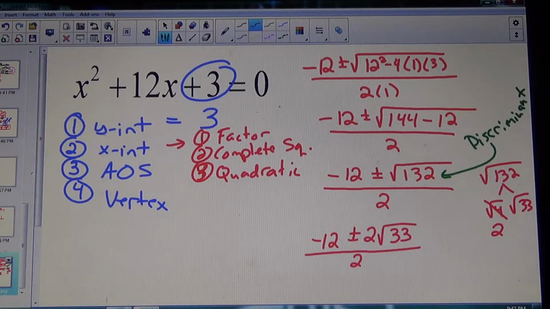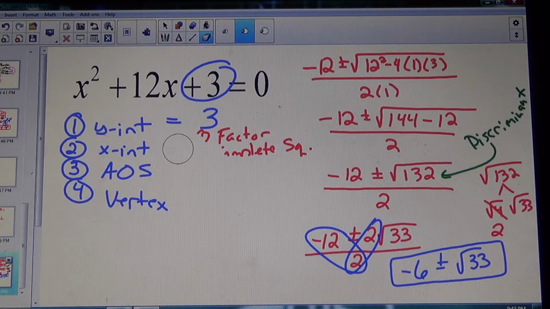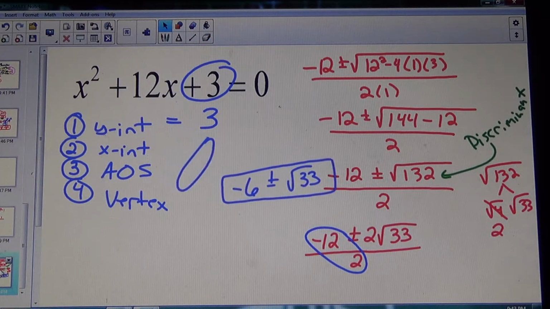What's nice about this problem? If you're doing the graphing portion, you probably don't have to do this extra work. You can just get the exact decimal. But if I'm solving it, I do need to have it written nicely. So negative 12 divided by 2 would be negative 6, plus or minus, and then these 2's divide out into 1's, so square root 33. So here are my x-intercepts. I'm going to come back over here and write that. I can just drag that answer over. So here are my x-intercepts.